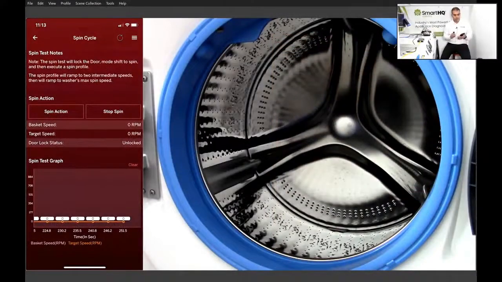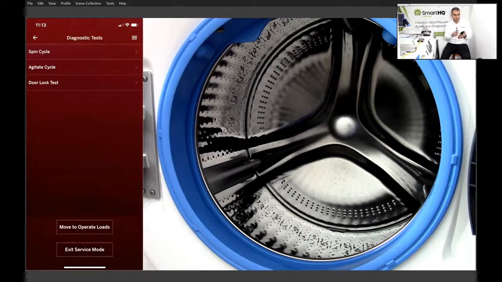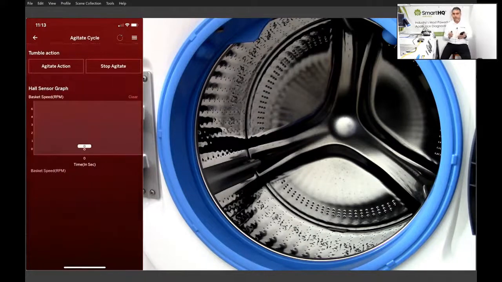Why not? So we're still in the spin test. We're going to hit the back arrow key to get us back to that menu, and then we're going to select Agitate Cycle. When I start this, you're going to see it's not going to go as fast as the spin cycle test. Okay, so let me go ahead and press Agitate Action.